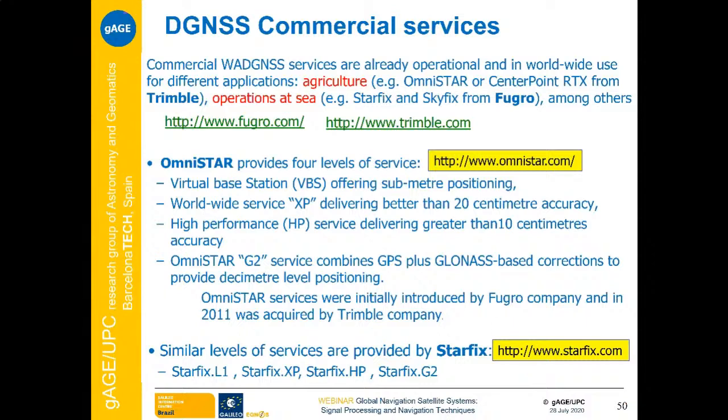There are several service providers. Here we have an example, Trimble and Fugro. Trimble is more devoted to agriculture, and Fugro is devoted to operations at the sea. And they have similar products. In Trimble, we have OmniStar, and we have 4 different types of products: virtual base station, worldwide service, XP, high performance service, OmniStar, and similar products are provided by Fugro.